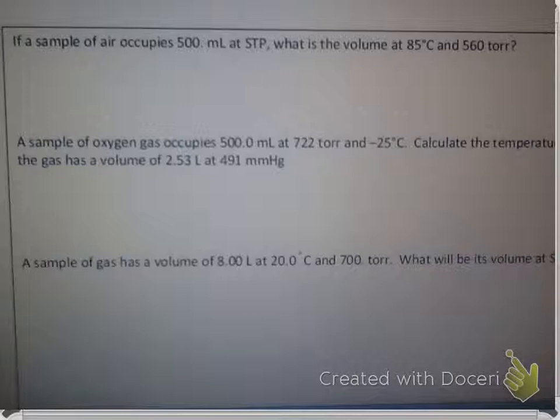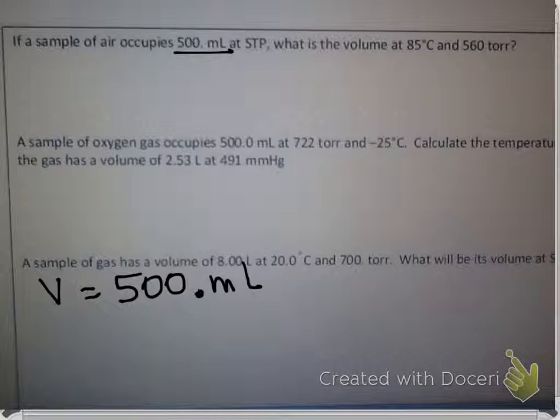It says a sample of air occupies 500 milliliters. 500 milliliters is a volume, so I'm going to write down my 500 milliliters. The units always tell you what your variable is, so know your units. All right. It says the 500 milliliters is at STP. Now, we've seen STP before. STP stands for standard, what does it stand for?